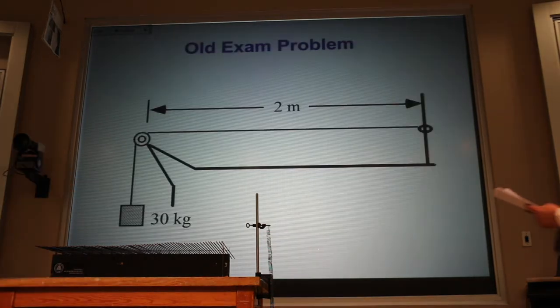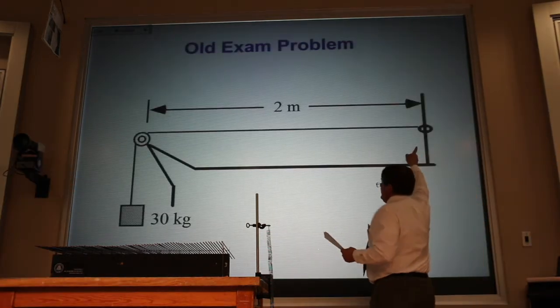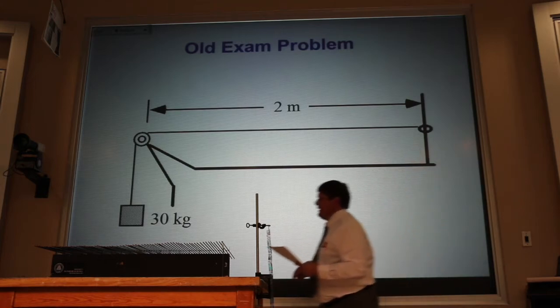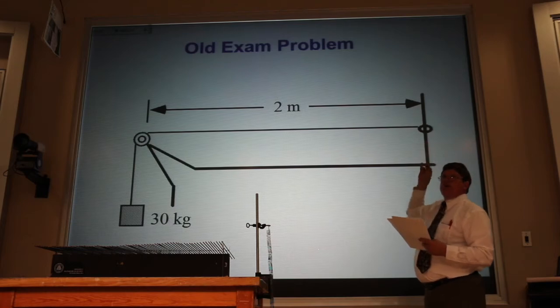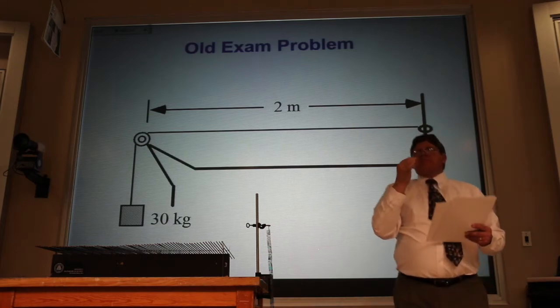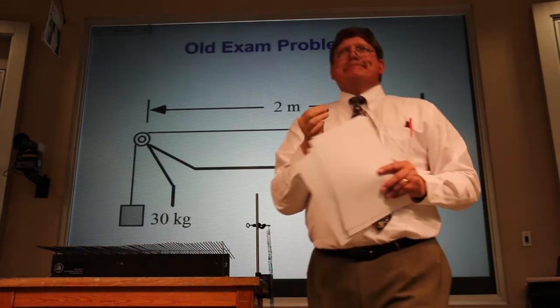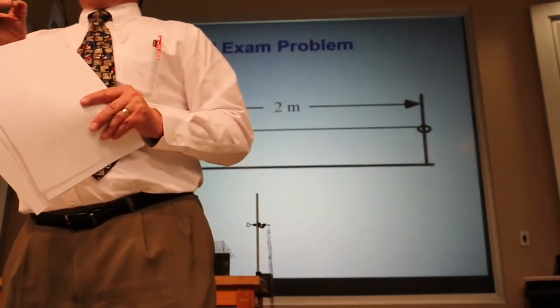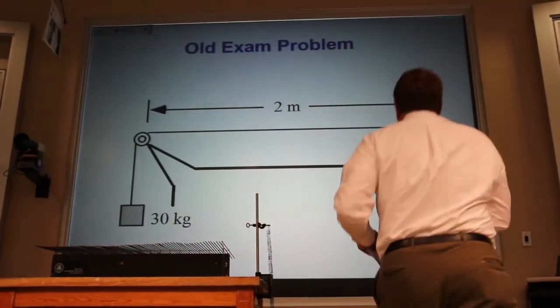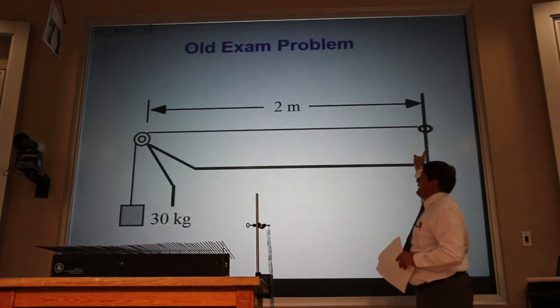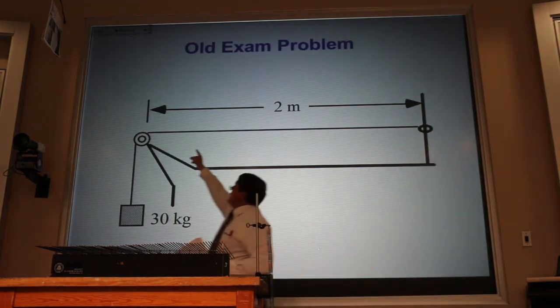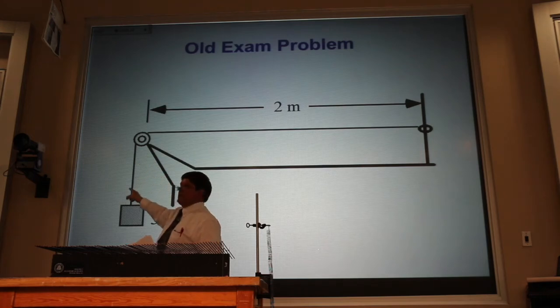In this problem, we take a string and we hook it to a post with a frictionless, massless ring. Ooh, does that ring any bells? Does that sound familiar? Is this going to be a fixed end or a free end? Free end. It's a free end. Then we let that string wrap around a pulley and it's attached to this heavy mass.